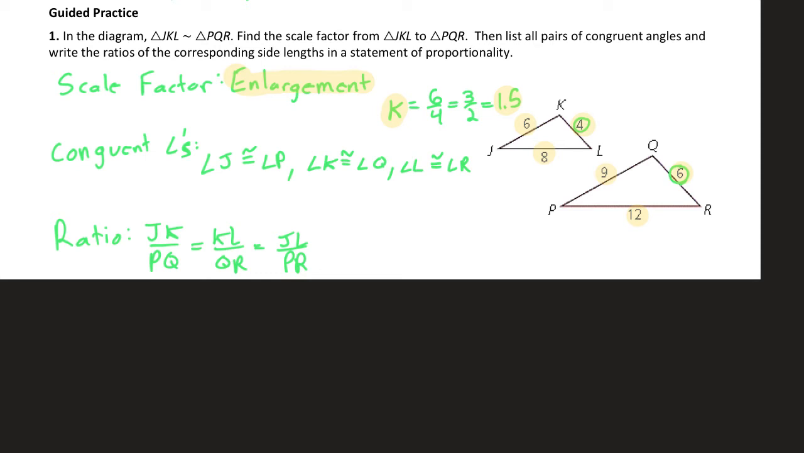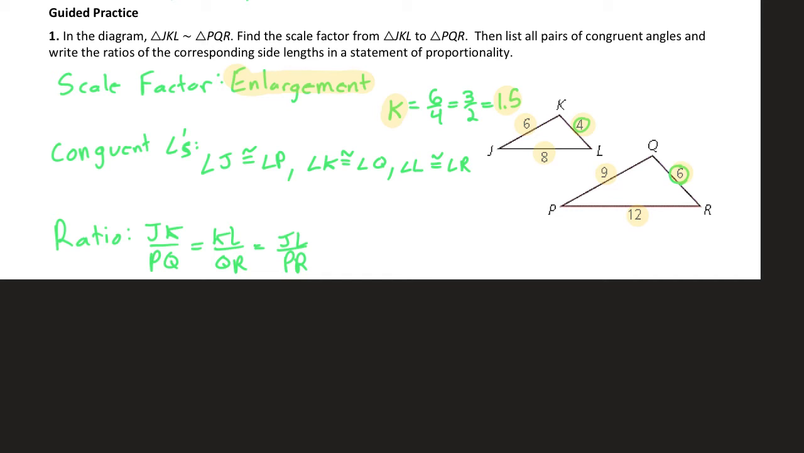Congruent angles, just setting the corresponding angles as congruent. J and P, K and Q, and then L and R are corresponding, so they are congruent. And then the ratio of side lengths, JK and PQ are the same ratio as KL to QR as JL to PR. So it's like you're thinking of corresponding sides. Corresponding sides are the same ratio. So KL and QR, 4 to 6, okay?